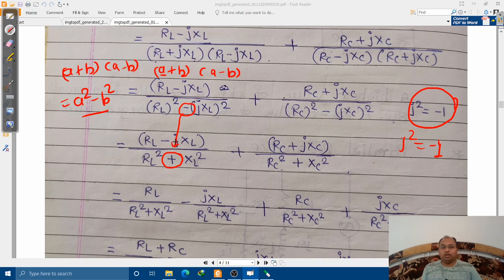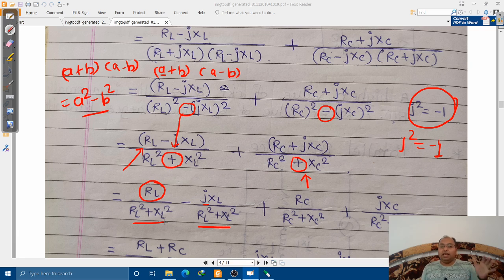The numerator will not change. Similarly for this as well, j square has become plus over here. Then we are going to give separate denominators to the real term and imaginary terms. So for this, let us say RL, we have given the separate denominator, as well as for this imaginary term we have given the separate denominator. Similarly for this term as well.